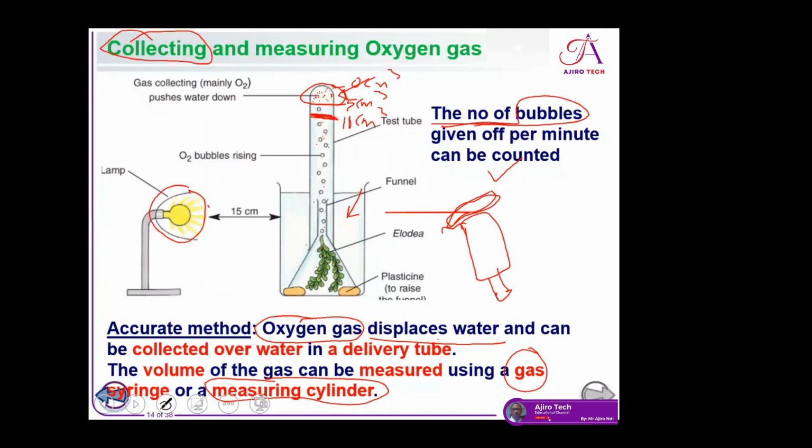We can collect it over an inverted test tube. We could also use what we call a delivery tube. Have you seen the diagram of a delivery tube before? Do you know what a tube looks like? Okay, let's quickly check through. Yeah, that's what it looks like.